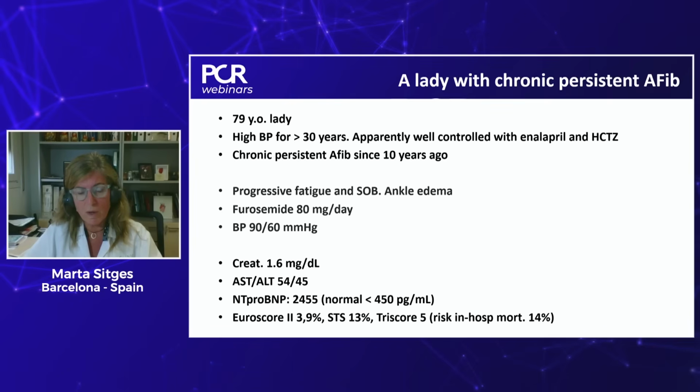Her creatinine is 1.6 milligrams per deciliter, so a little bit of renal failure. Her hepatic enzymes in the blood test are a little bit elevated. And also there is a high NT-proBNP. These are the values at our institution, and we estimated a EuroSCORE for her of almost 4% mortality risk. And when we apply the new TRI-SCORE, specifically developed for tricuspid regurgitation patients, this gives an in-hospital mortality risk of 14%.